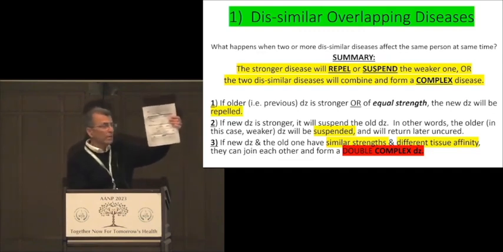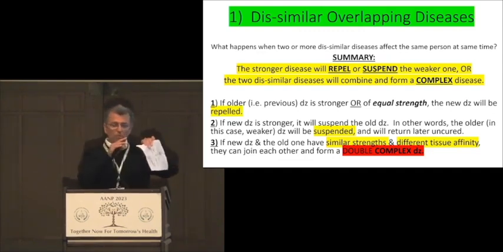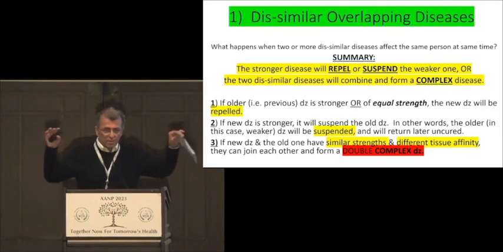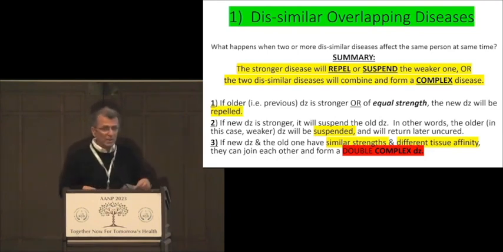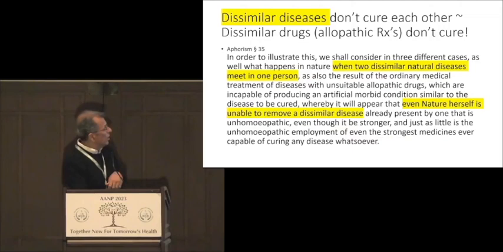So either they repel or suspend each other, or the two diseases combine in the person, they mix, combine, and form what homeopaths call a complex disease. So dissimilar diseases don't cure in nature. That's important.